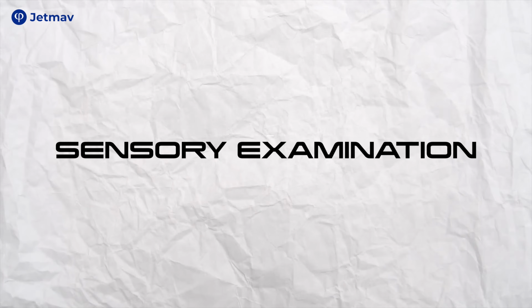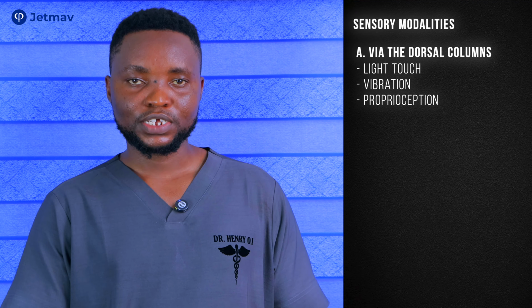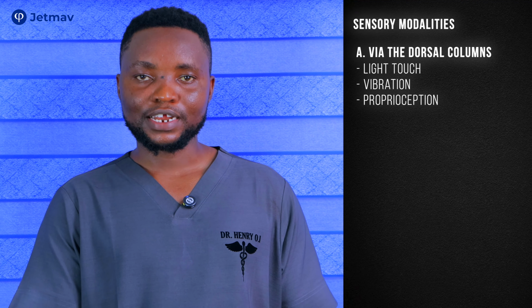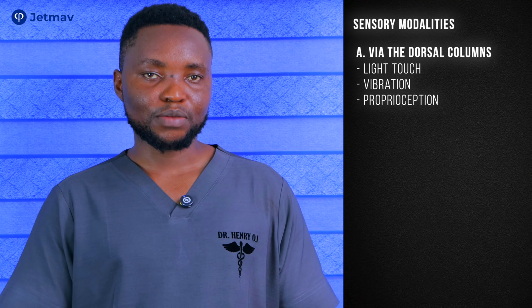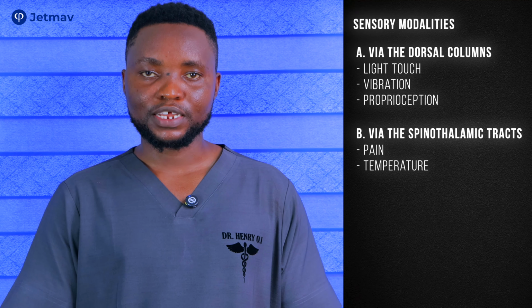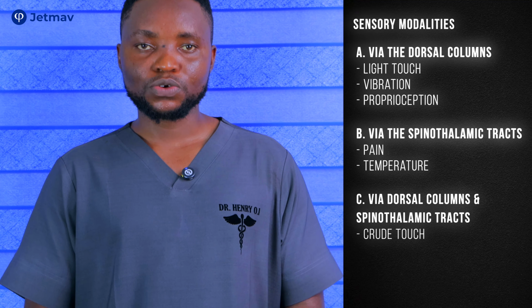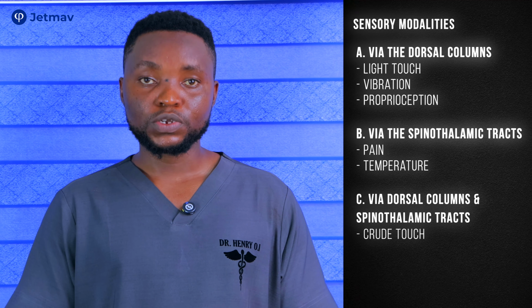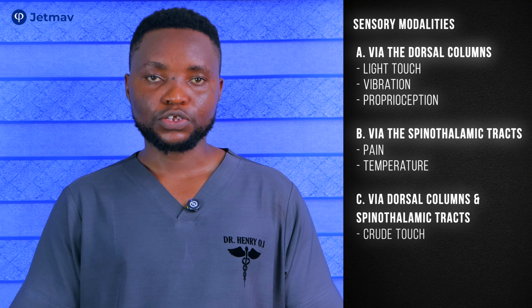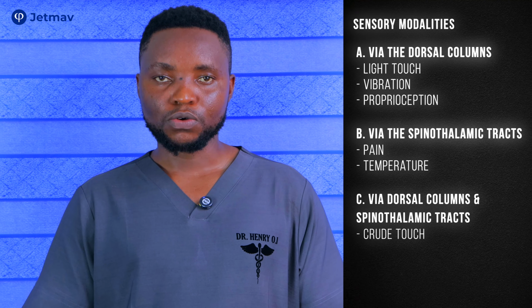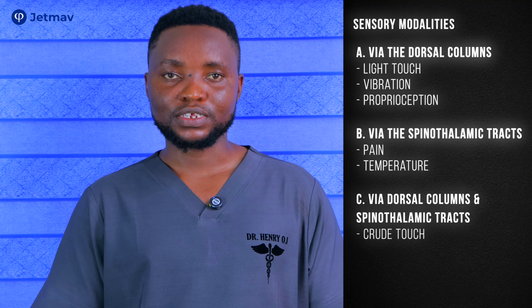Henry. Now in this video, we are going to discuss the sensory system examination of both the upper and the lower limb. So during the examination, we are going to examine different modalities which are carried by different tracts. For instance, we are going to examine the light touch, vibration, and proprioception. These are carried via the dorsal columns. We're also going to examine pain and temperature, which are carried by the spinothalamic tracts. Then we also examine crude touch, which is somehow carried by both pathways and usually considered together with light touch. So these are the different modalities we're going to examine in this examination.